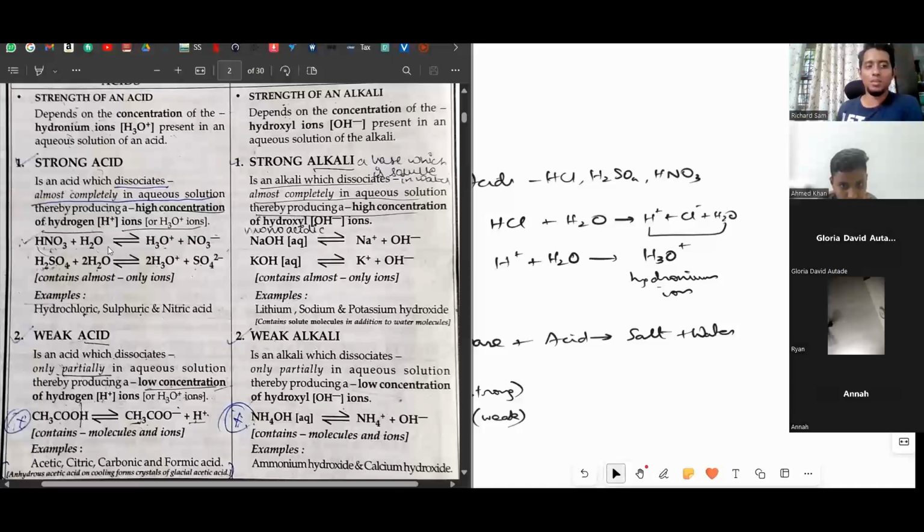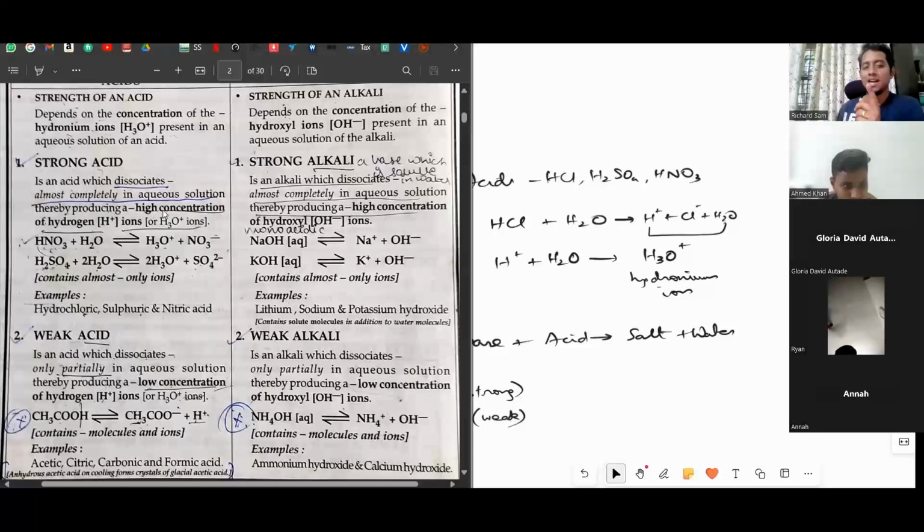So if you see in the book, it will be written like this. What is a strong acid? It is an acid which dissociates almost completely in the aqueous solution, meaning when you put it in water. What's a weak acid? It dissociates only partially in the aqueous solution, producing a low concentration of hydrogen ions.